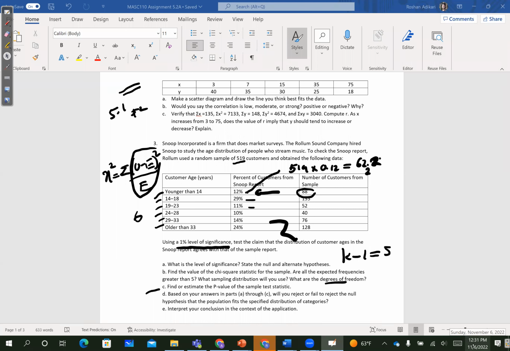And then it's about interpreting based on your answers. For example, if the p-value is less than the significance level, then you reject the null hypothesis, otherwise the other way around. I think that's enough hints for these two, and I will give you more for 5.3.